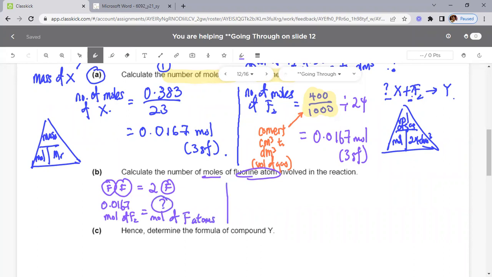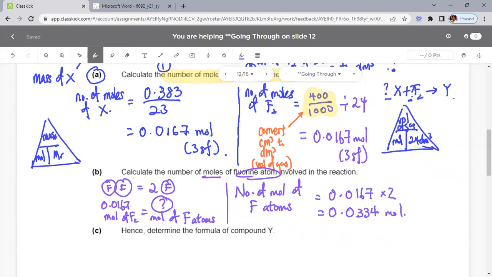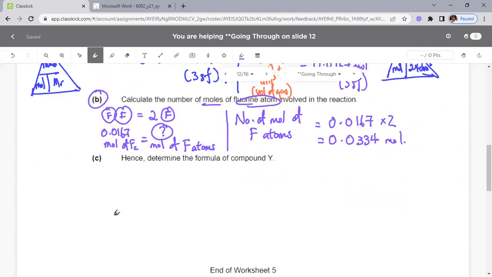I think when you look at this, you can automatically tell me that it's 0.0167 multiplied by 2, right? But we need to write the statement. So number of moles of F atoms is equivalent to 0.0167 multiplied by 2. So I'm going to get 0.0334 mole. Right? 0.0334 moles. So this is for part B. Done here.